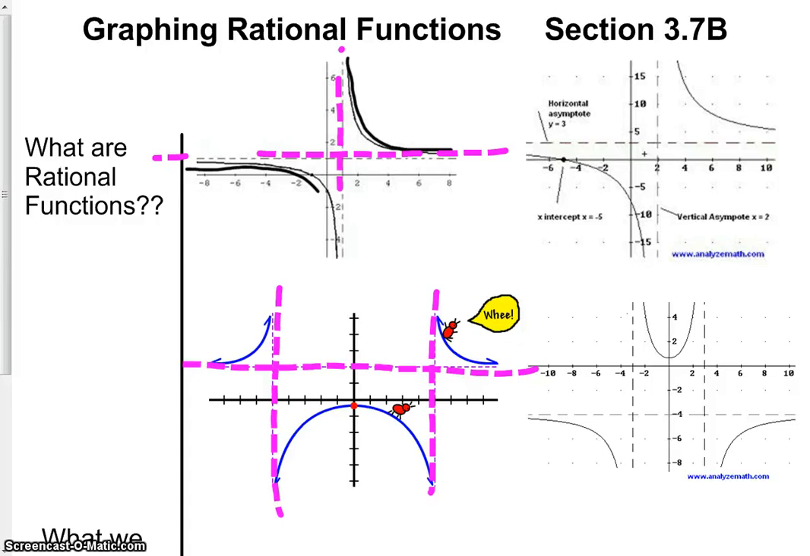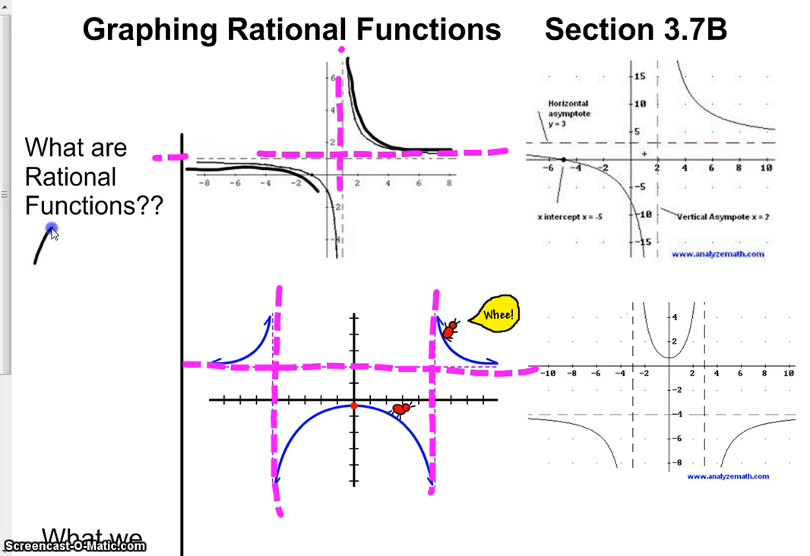All right, today we're going to be working with section 3.7, which talks about graphing rational functions. Let's talk about a little bit real quick. What is a rational function? Rational functions are basically fractions with variables, if you want to go in very broad terms.